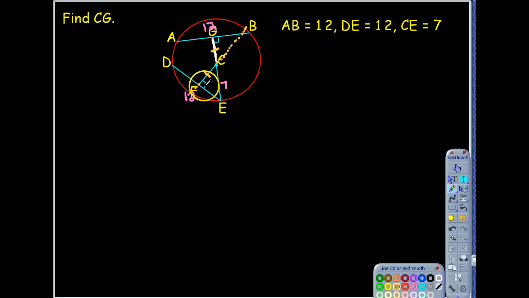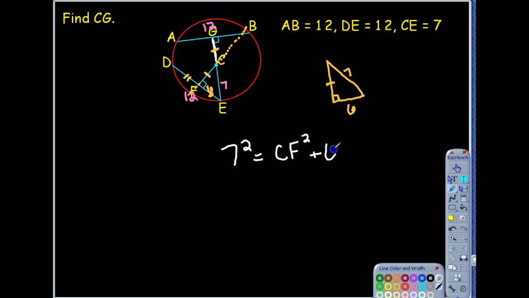And we learned that a diameter, when it's perpendicular to a chord, bisects it. So that means segment DF is congruent to segment FE. So FE is 6, and that's the reason why I'm focusing on that one, because I see a right triangle. I'm going to draw that little right triangle. In a right triangle, I can use the Pythagorean theorem to find that missing piece. So let's set that up. It would be 7 squared equals CF squared plus 6 squared.